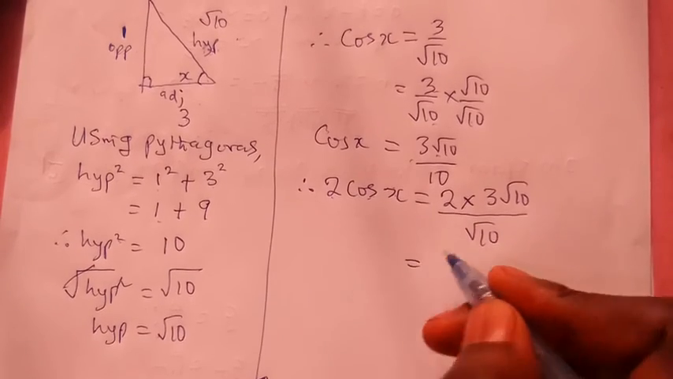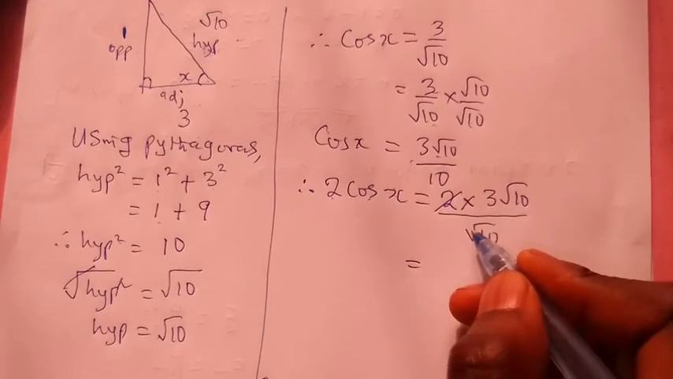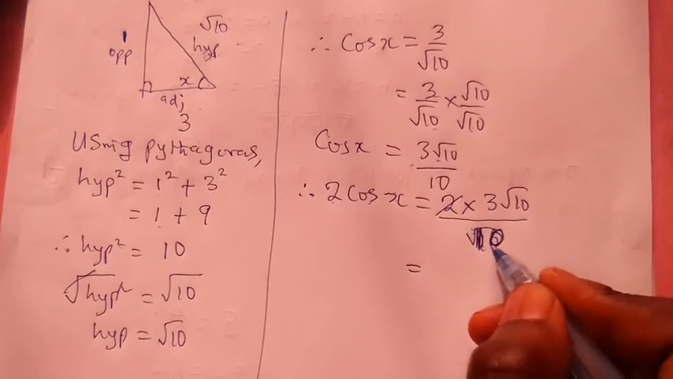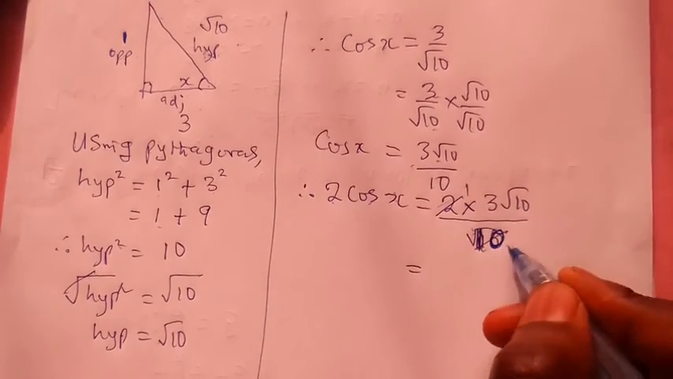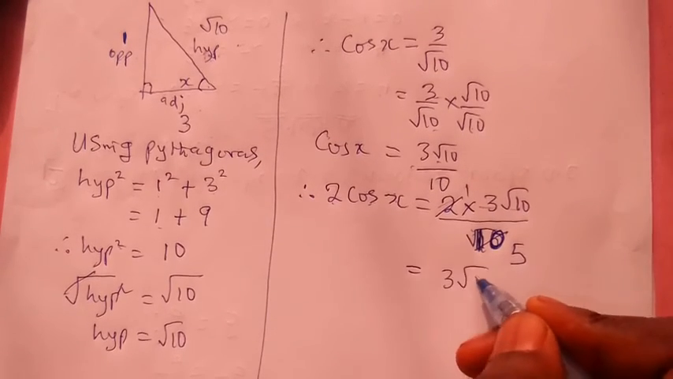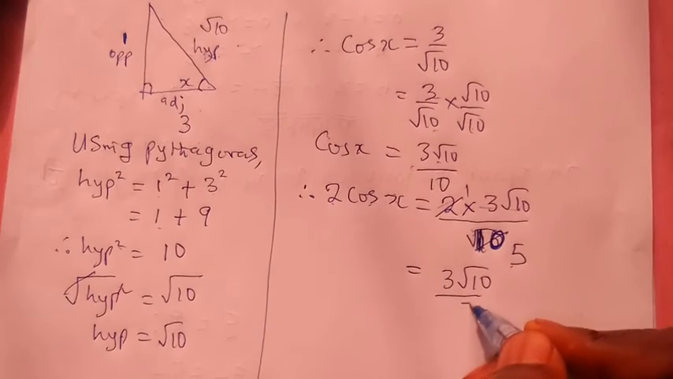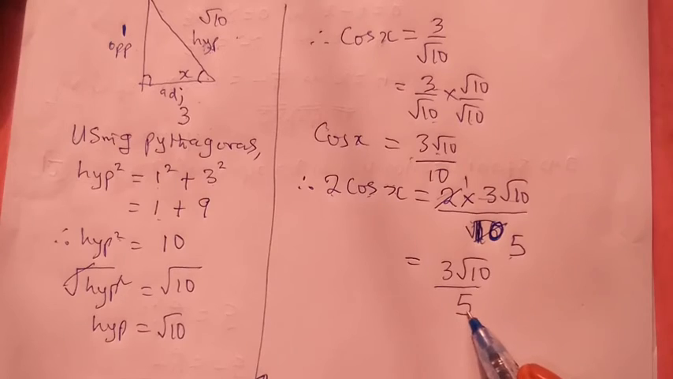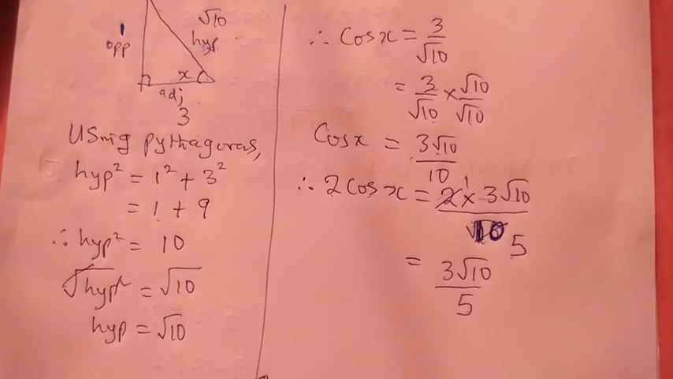And in the next step, our 2 can cancel. Okay, this place is 10, not root 10. Pardon me for that error. So 2 can cancel this to give us 5. So at the numerator, we are having 3 root 10 upon 5. So there you have it. This is now going to be the final answer for this question.